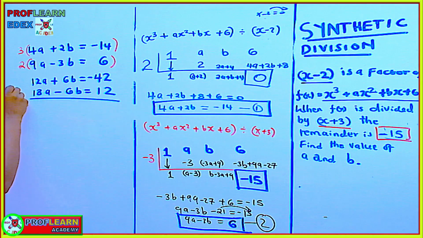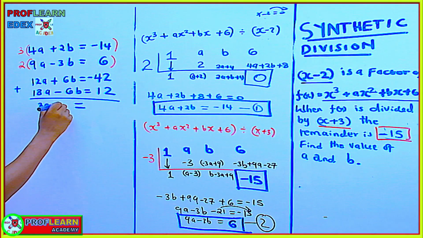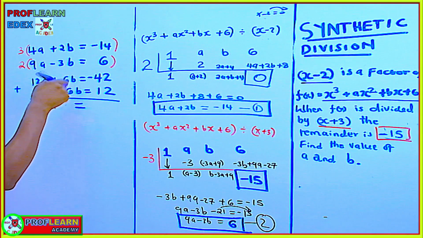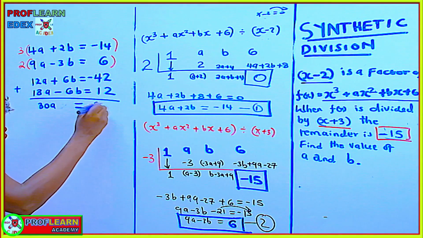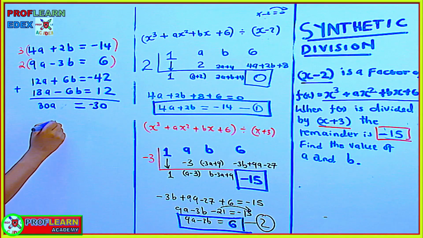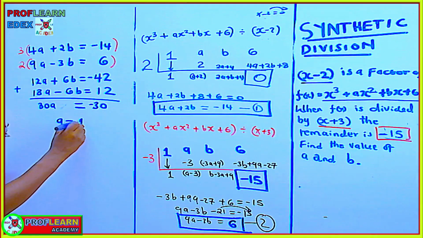If I add the two equations together, this is going to translate to 30a is equals to, this will be 0. Of course, this will run to 0. And this is going to be what? Negative 30, which means that our a is going to be -1.